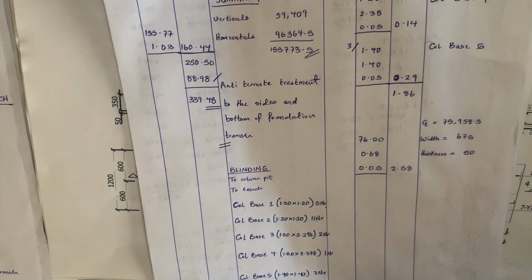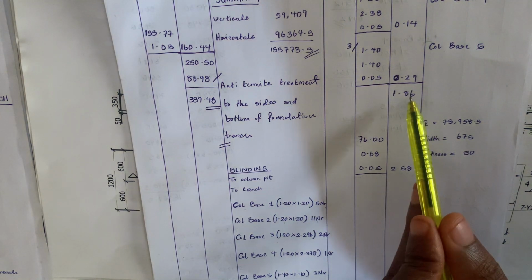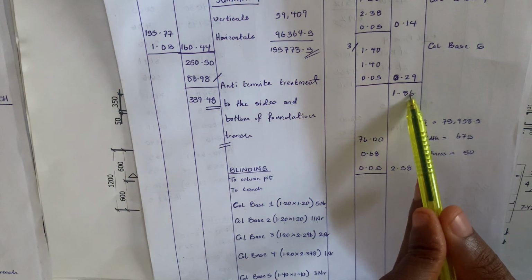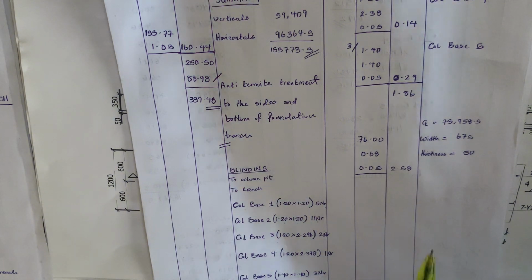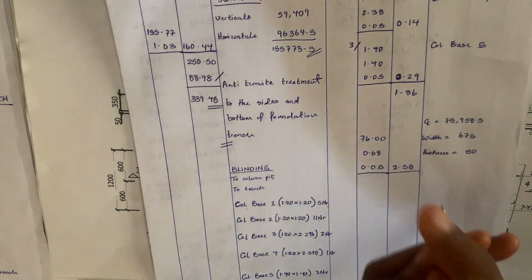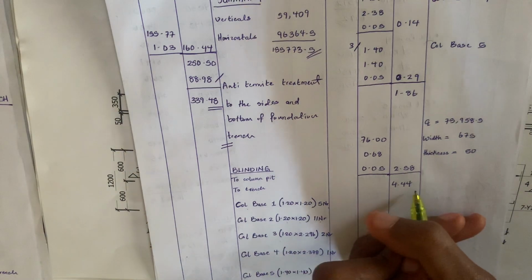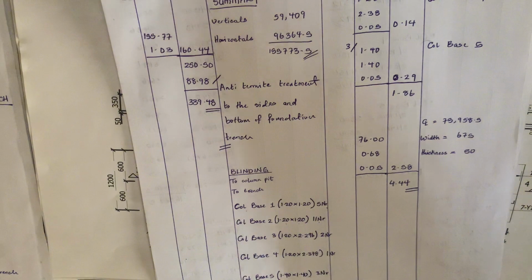So blinding is one work item that consists of the blinding to the column pit and the blinding to the trench. So it is not supposed to be separate. So we have to add the blinding to the column pit and the blinding to the trench together. So we'll do that, and we're going to be having 4.44. So this is our blinding.